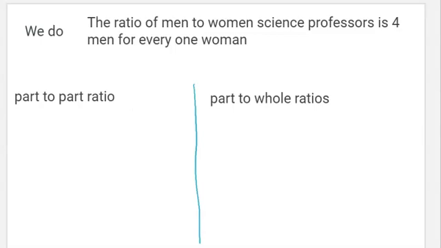So the ratio of men to women, this is a true story. If I didn't say this in the last video, true story. The ratio of men to women science professors is 4 men for every 1 woman. A lot more male professors than female professors in science. Ladies out there, I hope you change that in the future, especially if you're great at science.